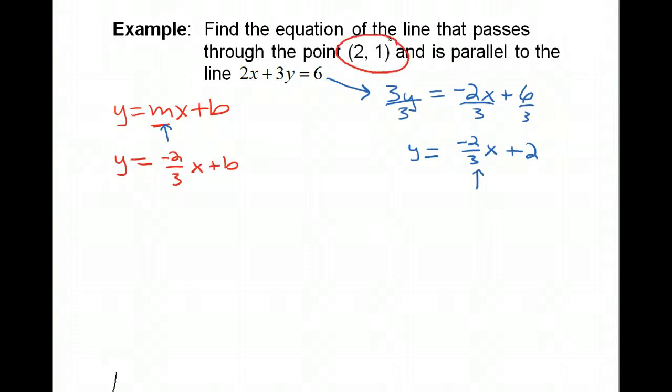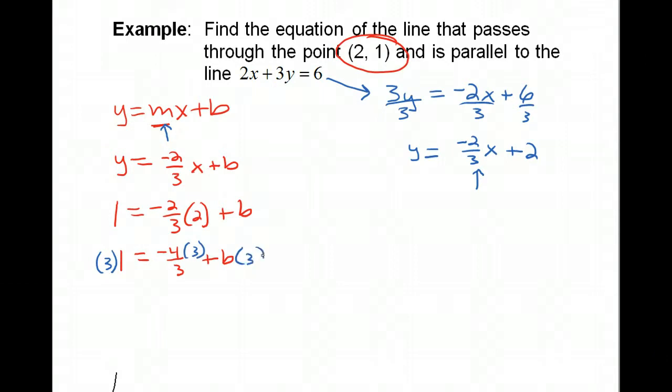Now, this is where we take this point and put it in for x and y. So I've got 1 equals negative 2/3 times 2 plus b. 1 equals negative 4/3 plus b. At this point, I usually will clear the fractions by multiplying all the way through by 3. If I do that, the 3's will cancel here, and I just end up with 3 equals negative 4 plus 3b. Alright, if I add 4 to both sides, I get 7 equals 3b.